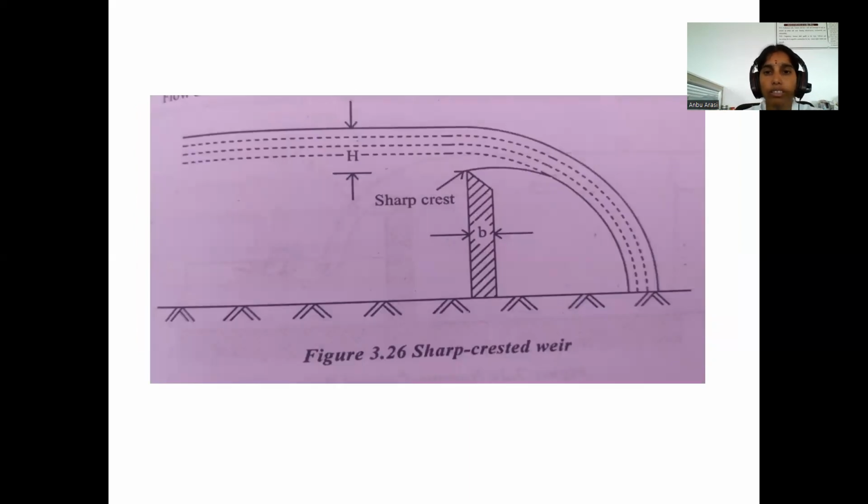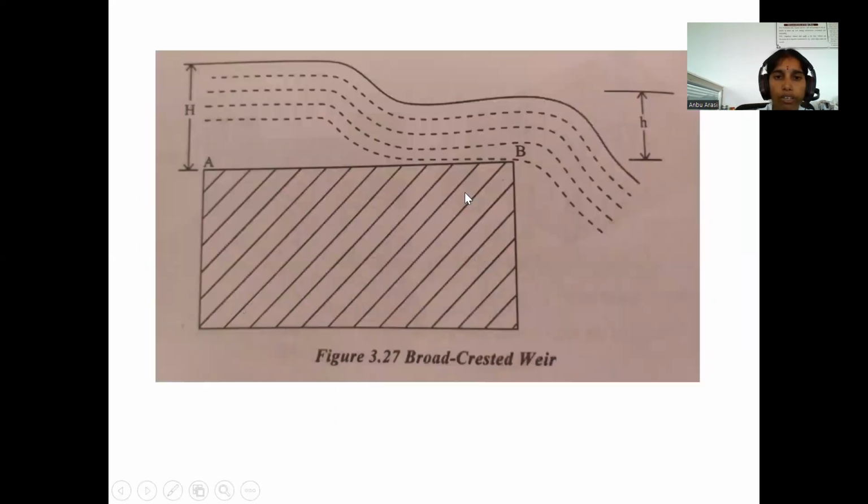Sharp crested weir. This is the crest portion. Here it is called the crest. So the crest is the sharp portion. Then the flow is very clear. Then only we use the sharp crested weir.